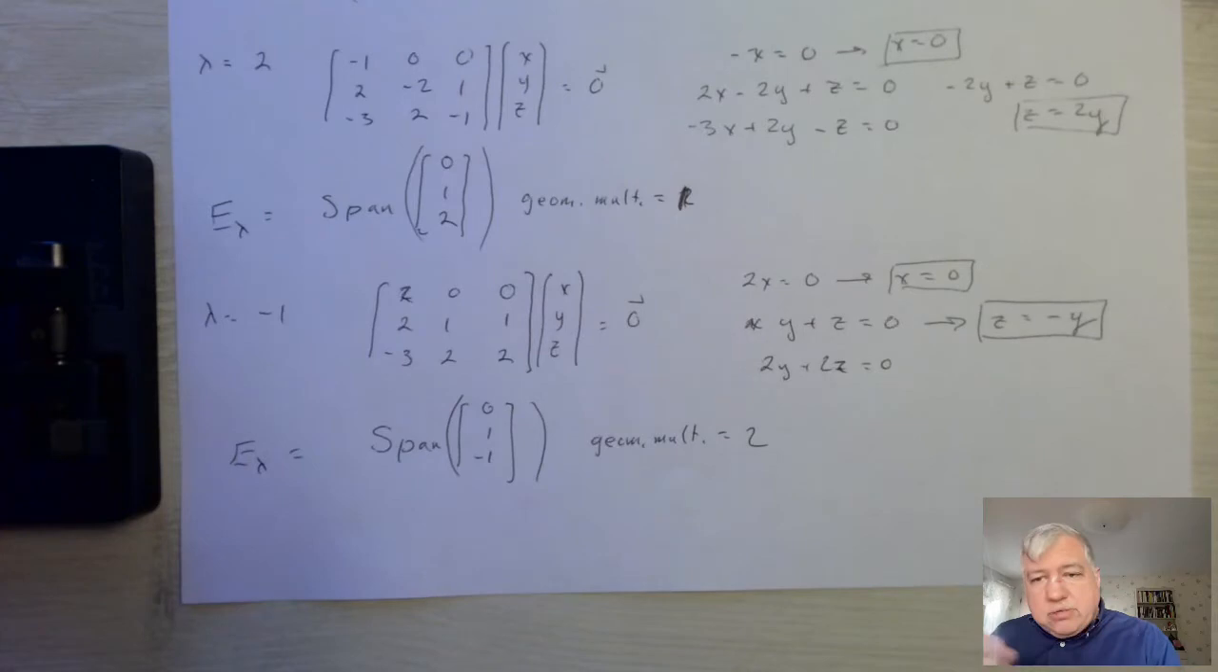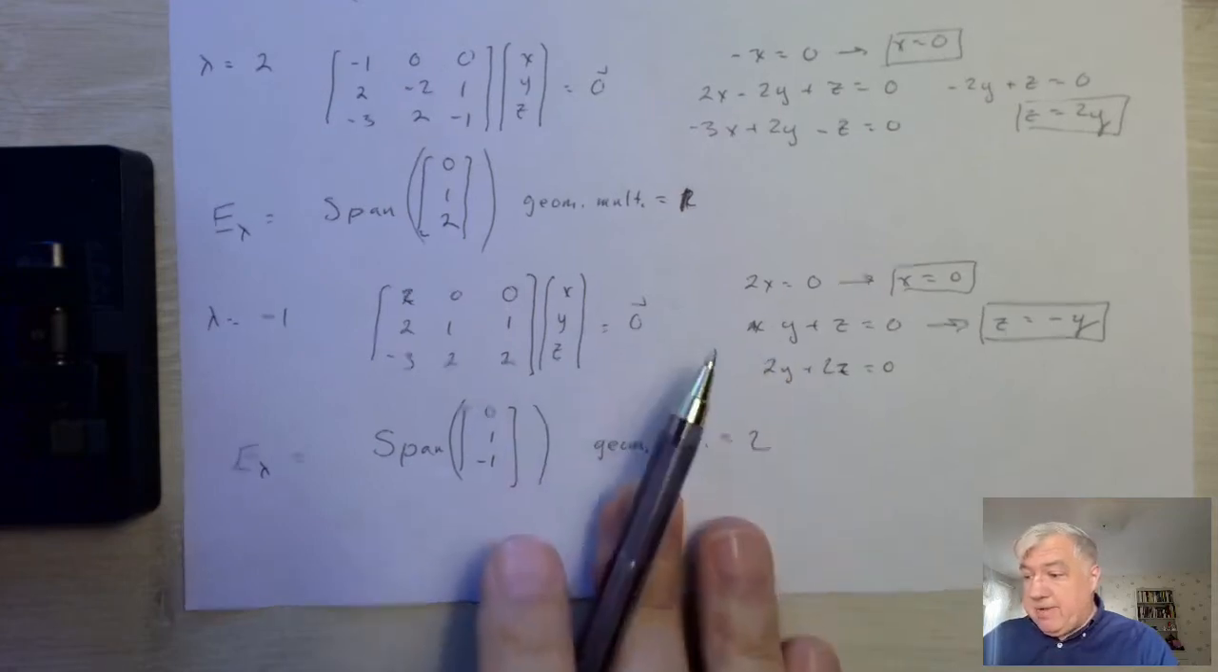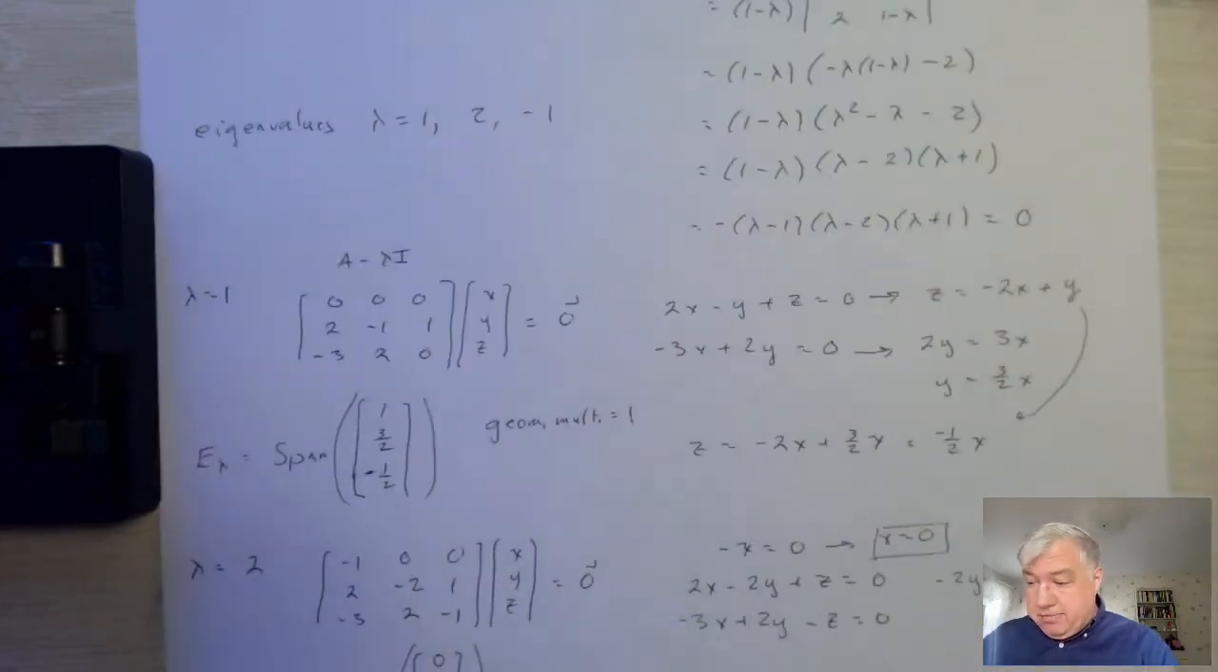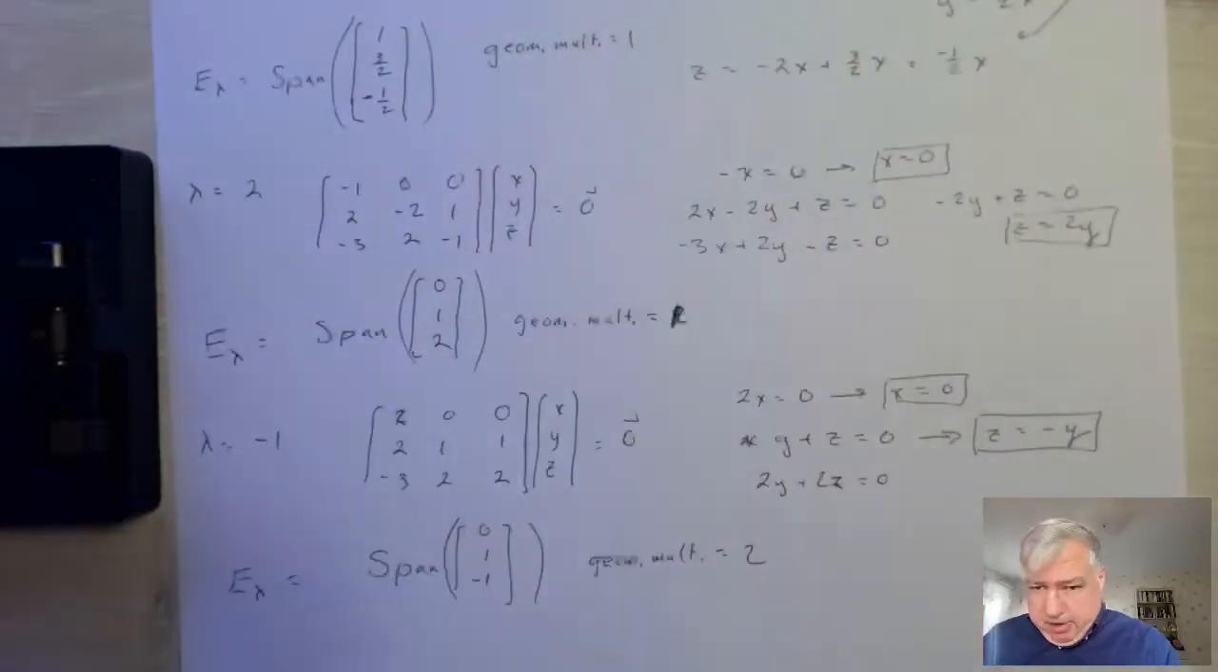Now this is actually going to be one of the nicest cases, because we're going to see later on that these three vectors that we found are all linearly independent, and they'll form a basis of R3, and some very nice things happen in that case.